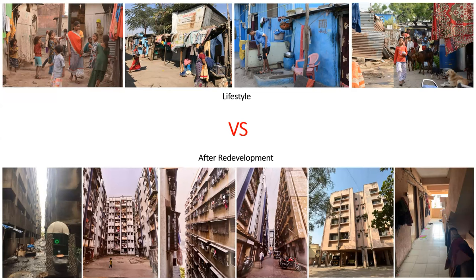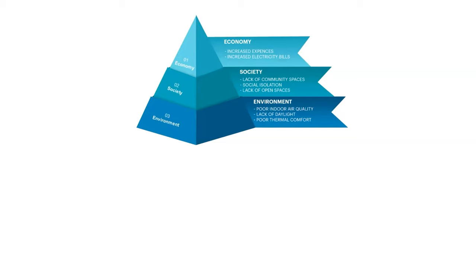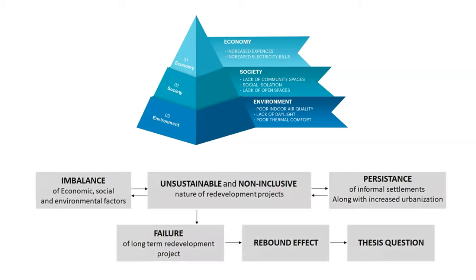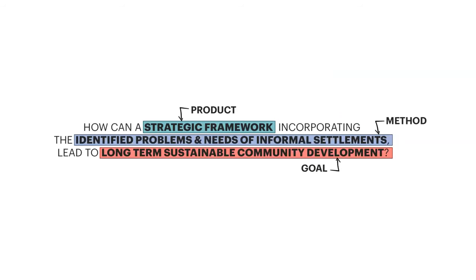Currently, the expectations of slum dwellers and reality are in complete contrast in cities. Due to increasing urbanization, these people are being rehabilitated into vertical buildings. They disconnect people from the street, away from everyday interaction that occurs within the existing lanes and streets. They weaken the community and destroy social life, as interaction within the community becomes a formal decision. So these are the three factors which affect the sustainability of any redevelopment project. Imbalance of these three factors causes the failure of these projects, which causes the rebound effect. In turn, these rehabilitated dwellers come back to the horizontal slums. So the research question is: how can a strategic framework incorporating the identified problems and needs of informal settlements lead to long-term sustainable community development?